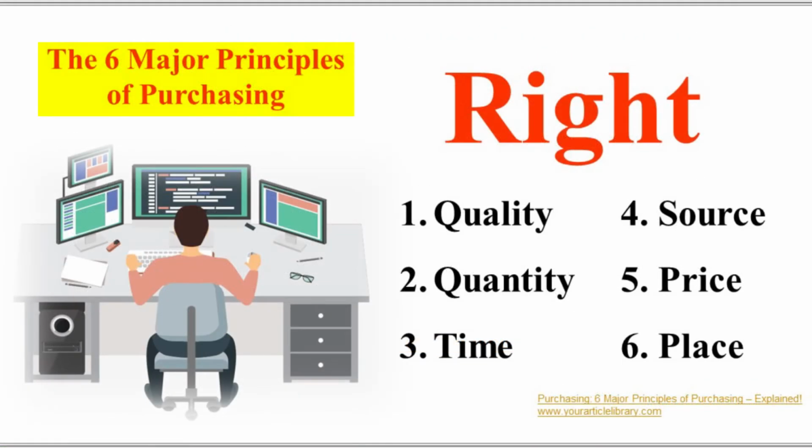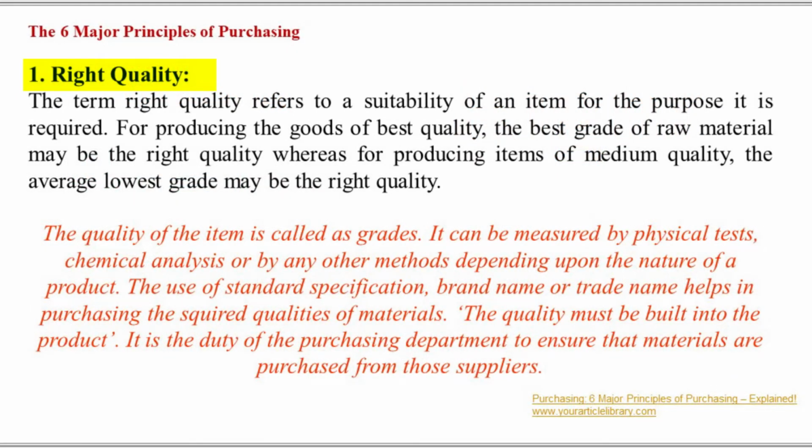The 6 major principles of purchasing are right quality, right quantity, right time, right source, right price, and right place. Right quality. The term right quality refers to the suitability of an item for the purpose it was required. For producing goods of the best quality, the best grade of raw material may be the right quality, whereas for producing items of medium quality, the average or lowest grade may be the right quality.